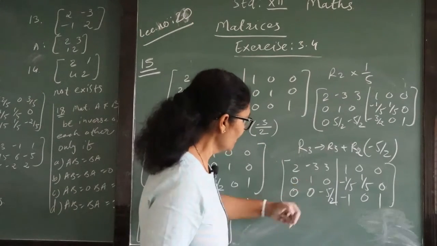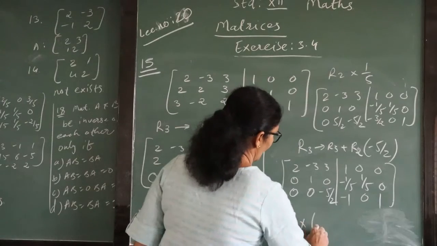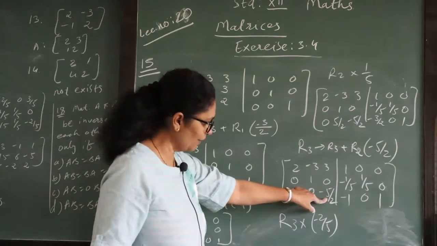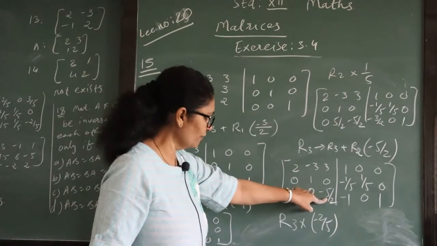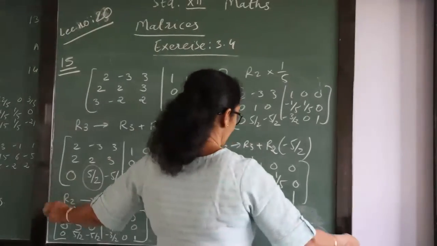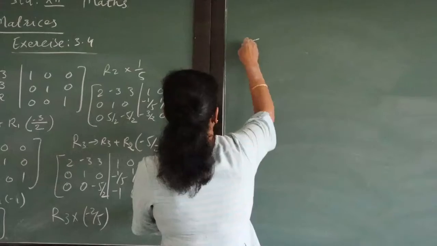Now, here you multiply with minus 2 by 5. What we can write? R3 multiply with minus 2 by 5. So, what you will get? If you multiply with minus 2 by 5, you get 1 here. We get this term also same, and we will get our required term as a third also. So, let us do it again.